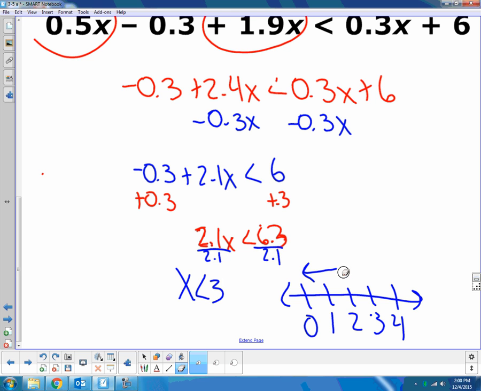Which means that my graph needs to be adjusted ever so slightly to there. And that is an open circle. And so it should be that x is less than 3 for this one. And that's how that one is done.